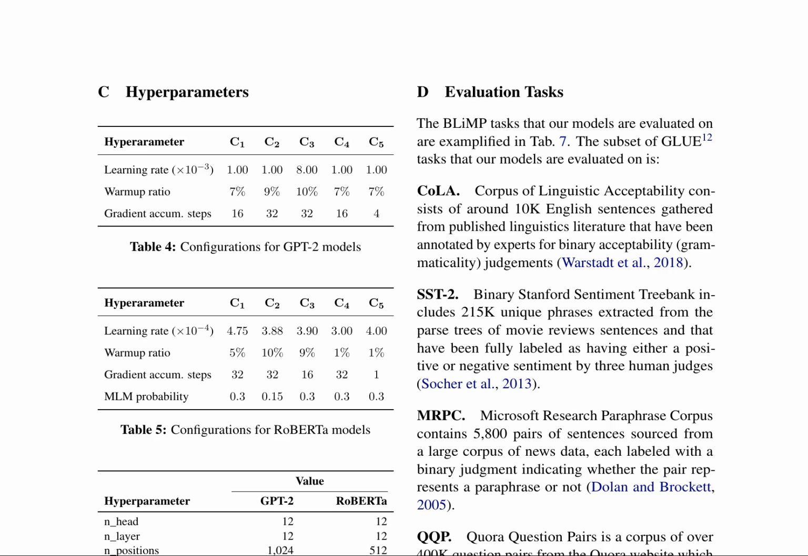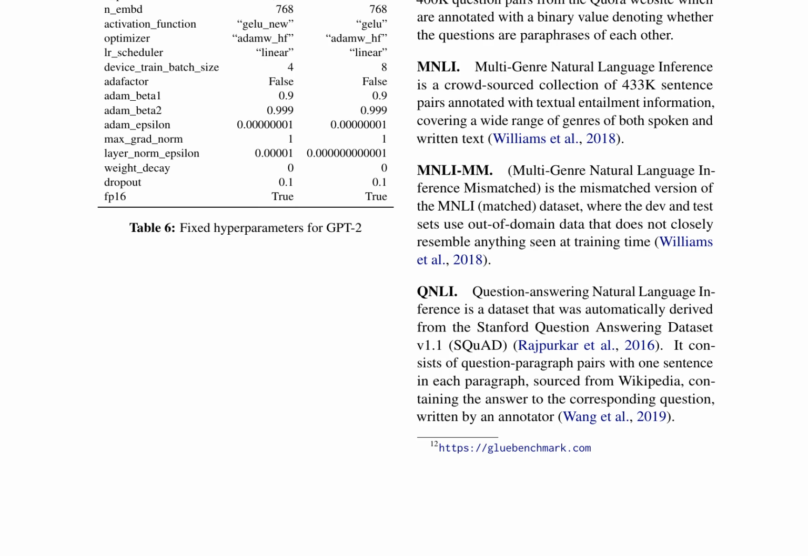The evaluation tasks utilized to assess the models' performance are also described. The BLiMP tasks are exemplified in Table 7, while the subset of GLUE tasks used includes CoLA, SST-2, MRPC, QQP, MNLI, MNLI-mm, and QNLI. These tasks involve the Corpus of Linguistic Acceptability, Stanford Sentiment Treebank, Microsoft Research Paraphrase Corpus, and others, annotated with various types of labels, including binary acceptability judgments, sentiment labels, and paraphrase indications.